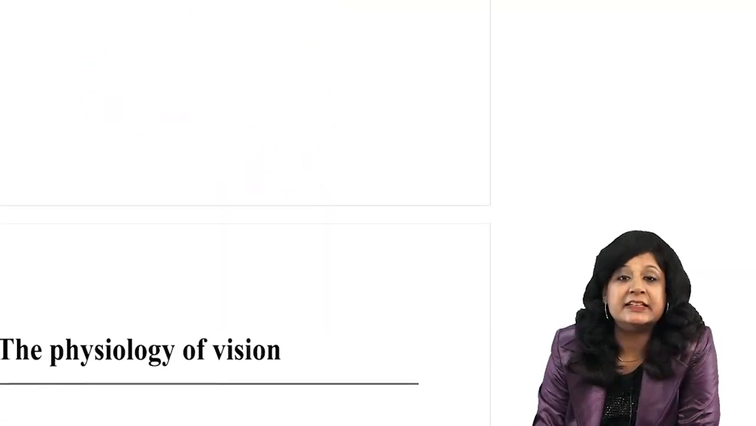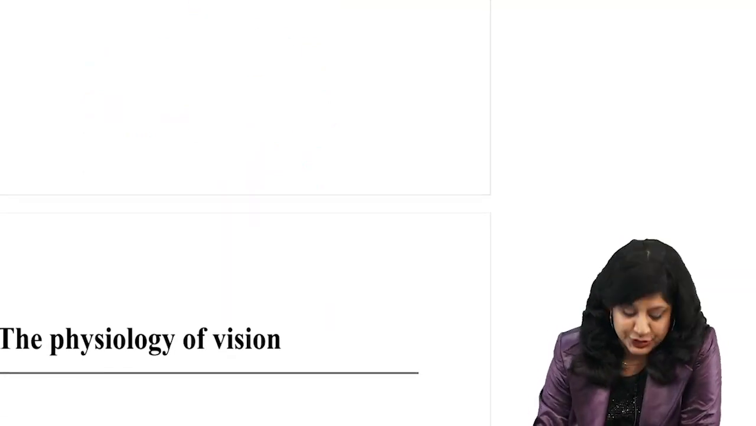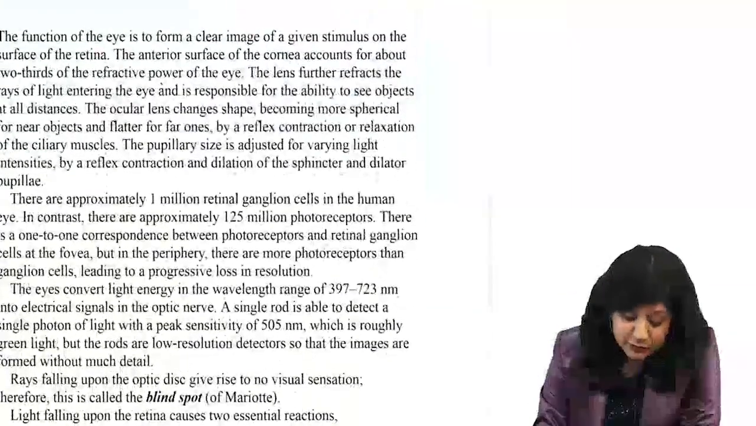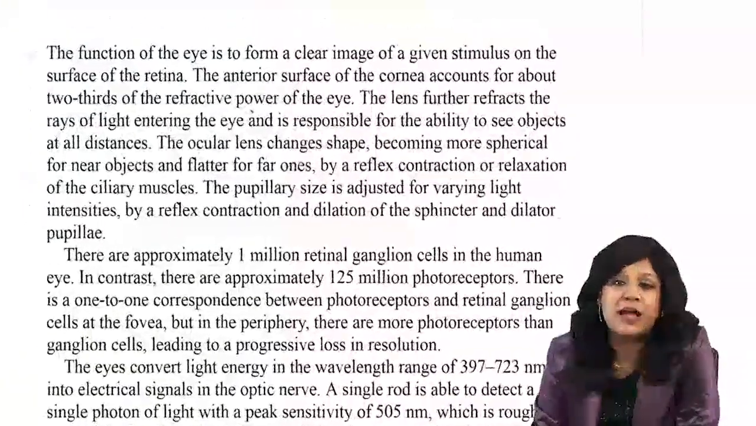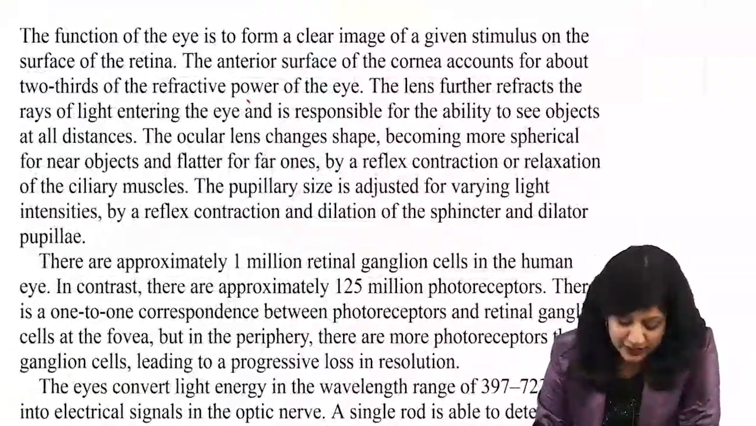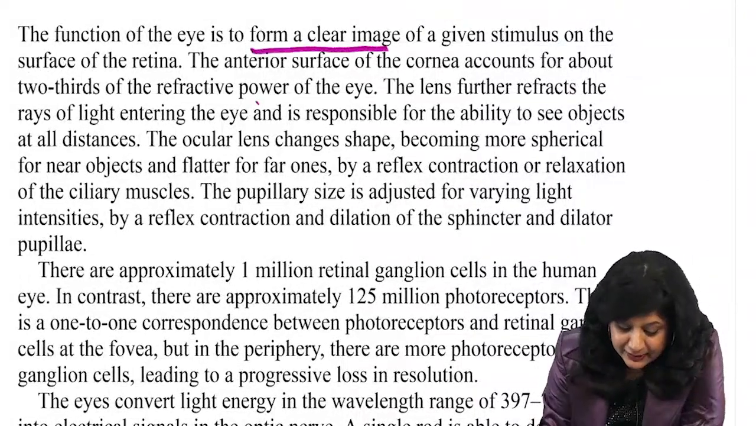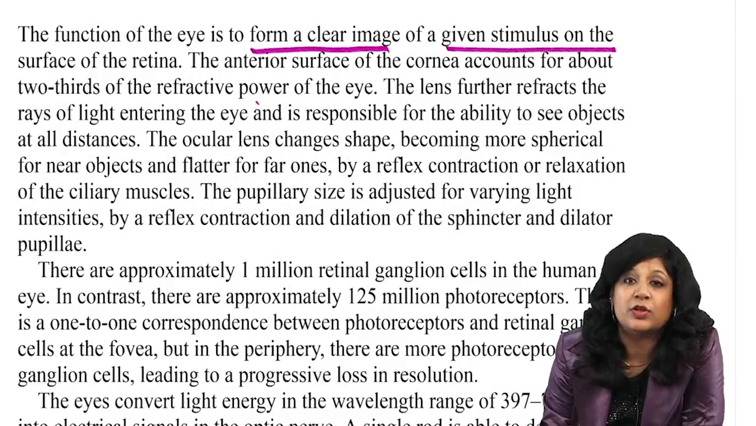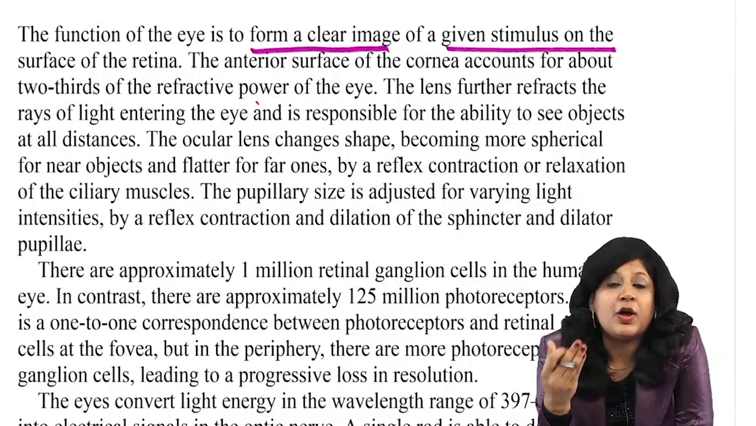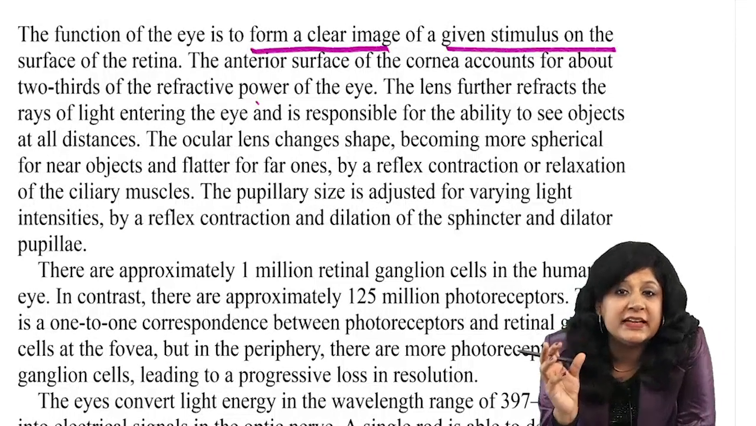So this is concerning the physiology of vision. So let us try to see some of the amazing concepts of Parsons regarding the physiology of the eye. Now they are saying that the function of the eye is to form a clear image of a given stimulus on the surface of retina. Now how is it going to form a clear image?